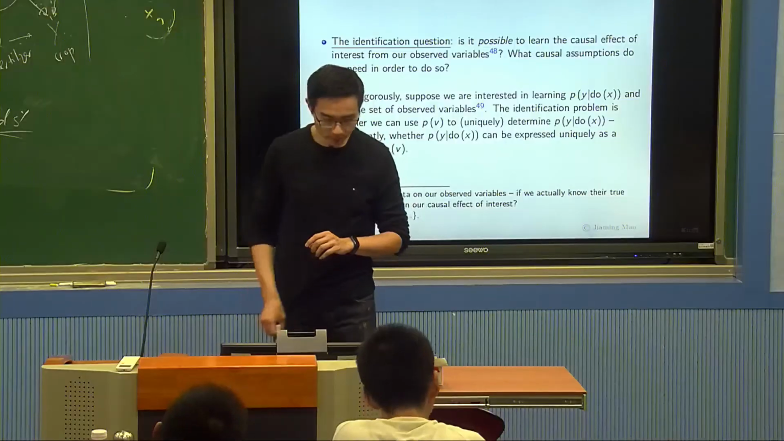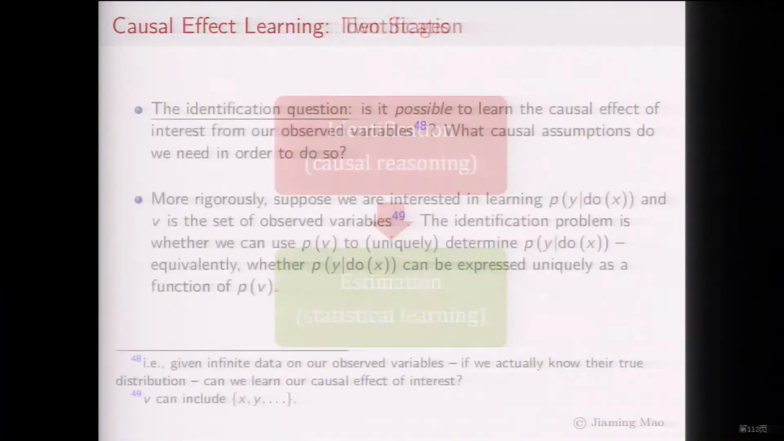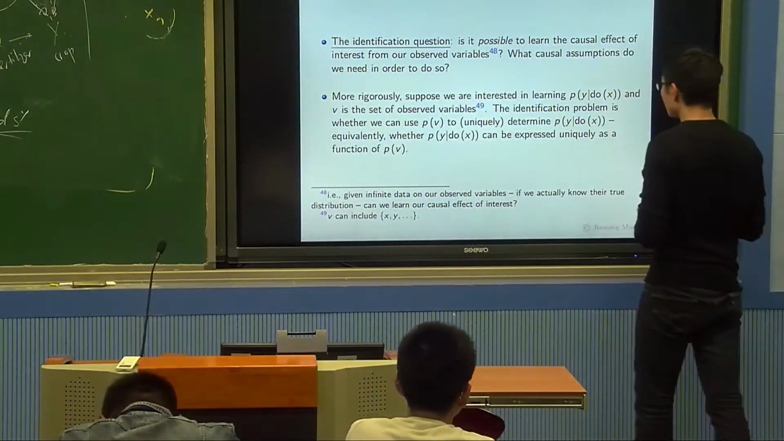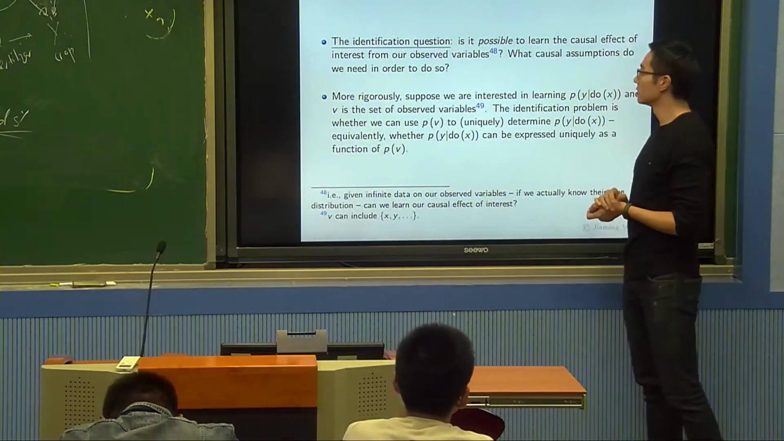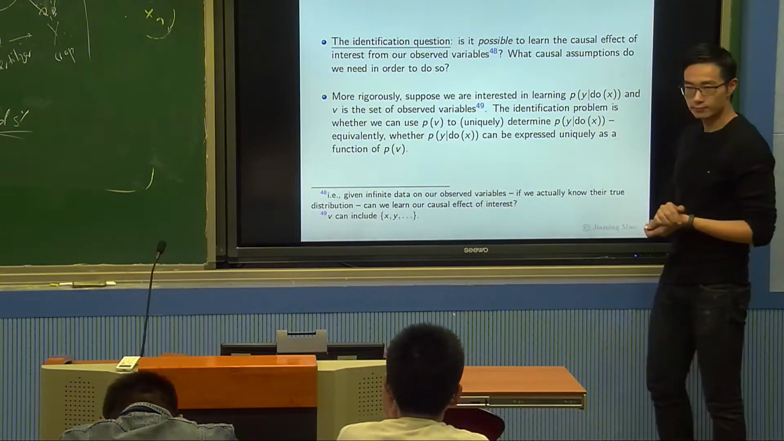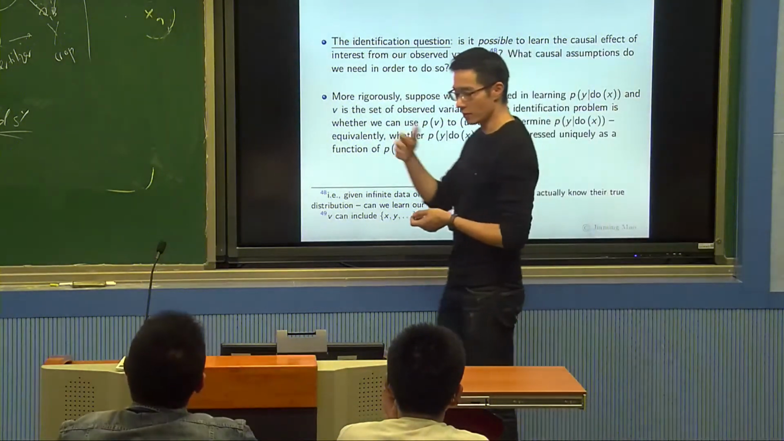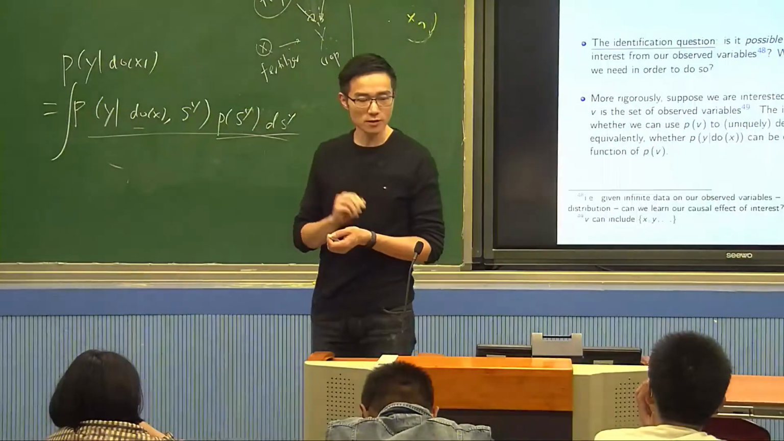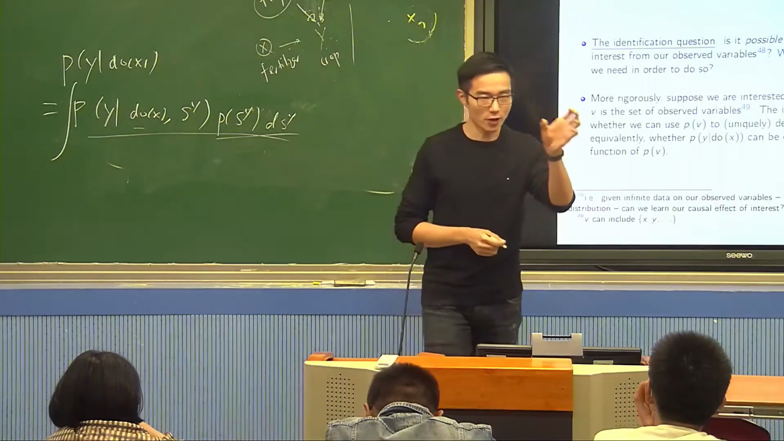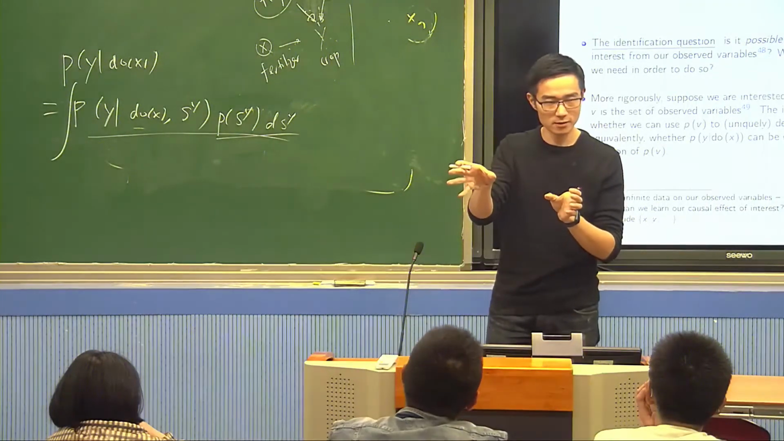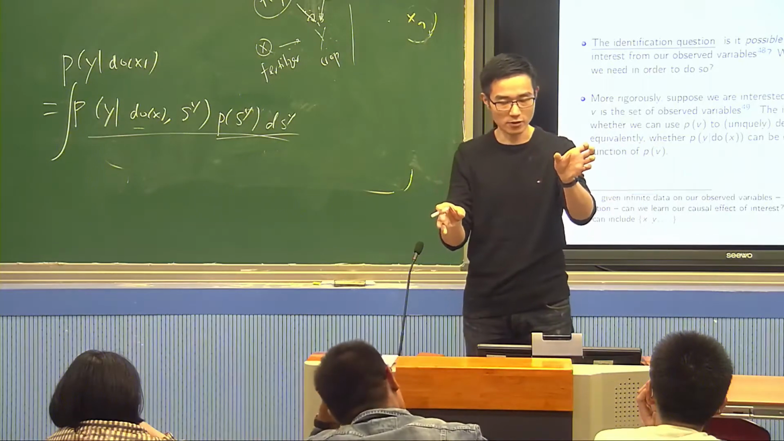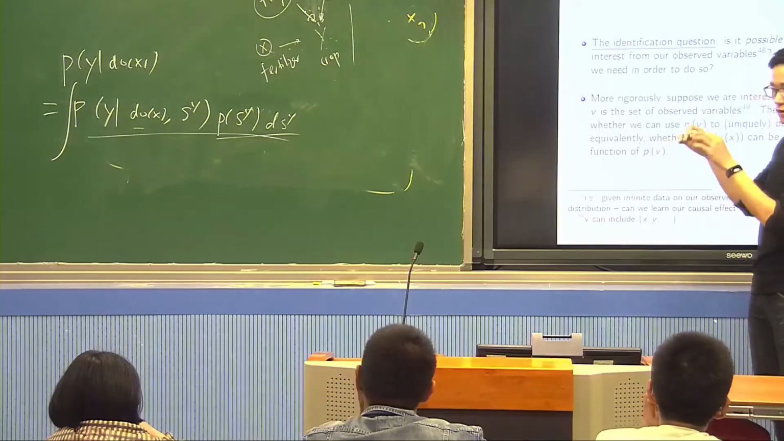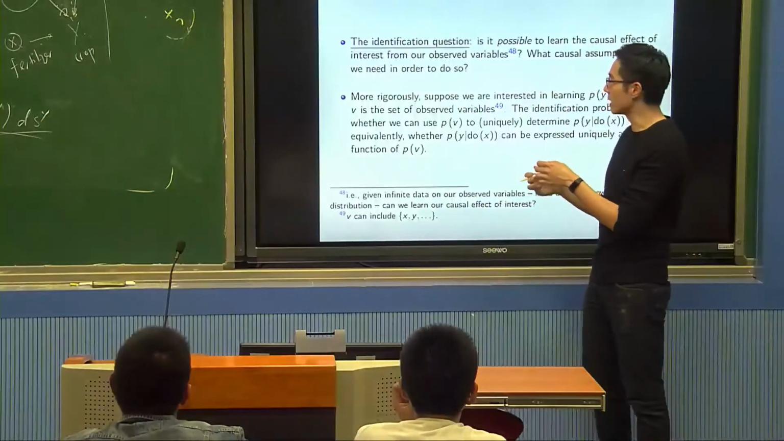First stage, identification. The identification question is: is it possible to learn the causal effect from our observed variables? Remember, just now I gave you a very general definition of identification. The general definition is, I'm interested in a function of x, but I only see variable z. Can I uniquely determine that function from the variable z? Here we have a more specific one, because we're interested in causal inference. In causal effect learning, the identification question is simpler.